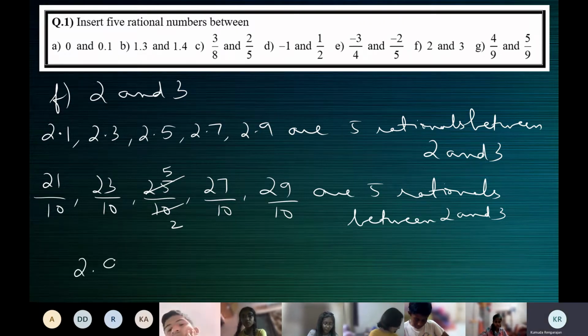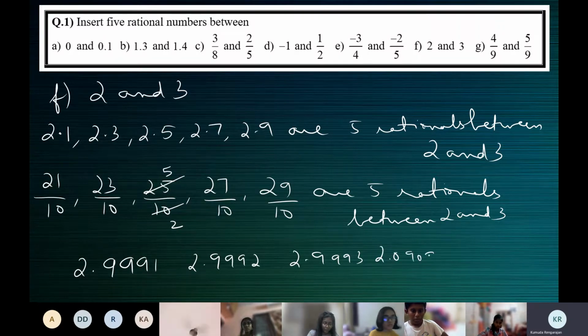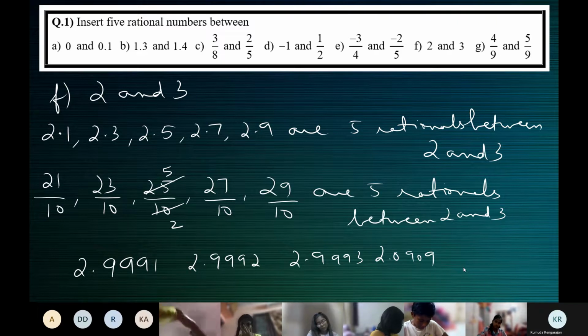You can write 2.9991, 2.9992, 2.9993. See, all this is more than 2 but less than 3. You can write 2.0909. Whatever you can imagine, more than 2 but less than 3. So 2 point something will be more than 2 but less than 3. You cannot write 3.1 because that will be more than 3. The collection is unlimited.